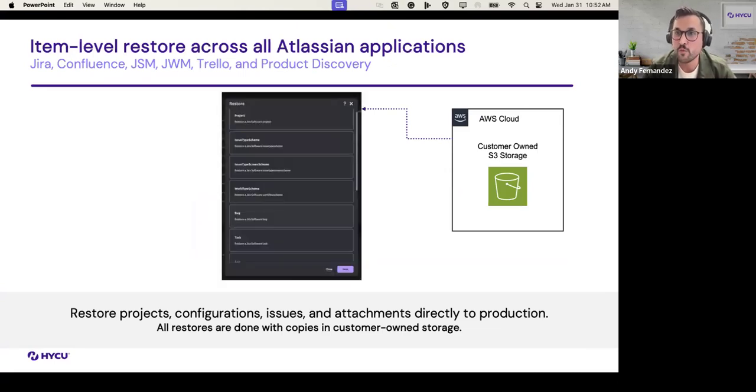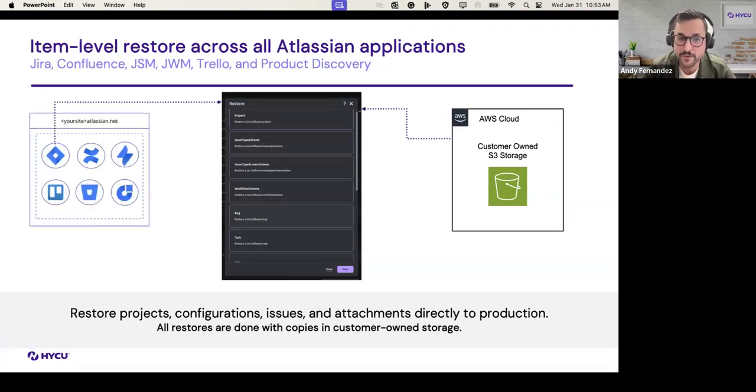You define where the data is, and then you can recover from it, whether it's at the project level or specific issues, specific attachments, configurations within Jira, or any other of the Atlassian applications that we protect. You always have the ability to recover. And what this means here is that not only can you do so for the good of the business, but you can also prove recovery in case of an audit as well.